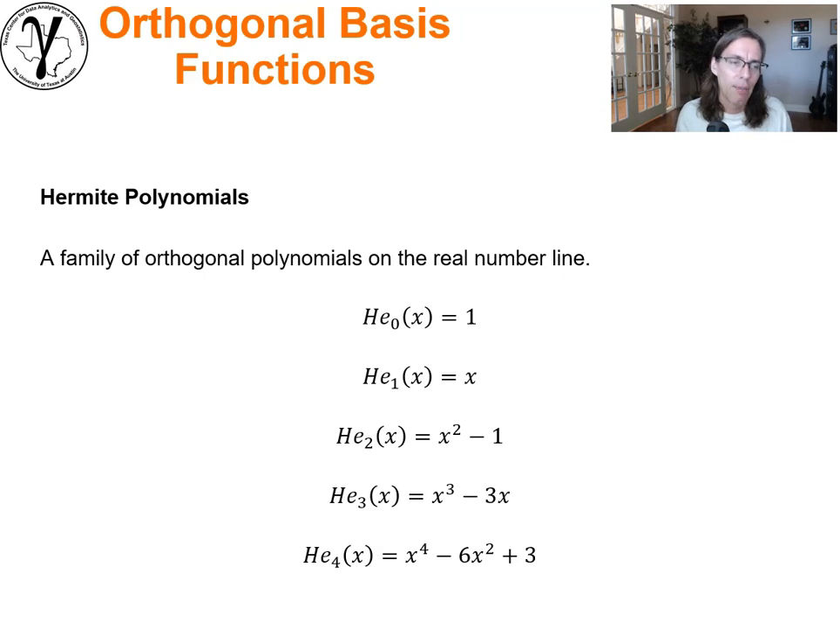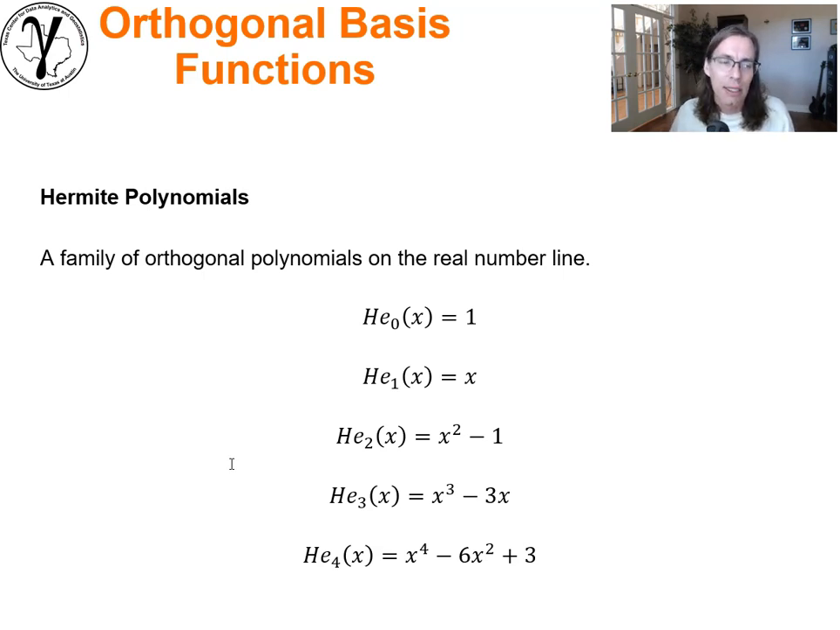Let's introduce Hermite polynomials. Now, if you look at this, there should be no surprise. In fact, up to the second order, it's almost the same as our polynomial expansion. The zeroth order is simply a constant. The first order is the identity. The second order is an x squared, but we do a minus 1. The third order, you can see they start to deviate as we get into higher orders. But it's kind of the same idea.